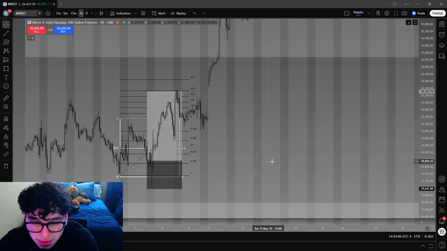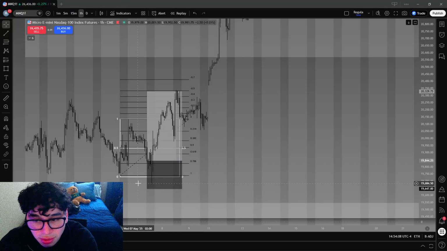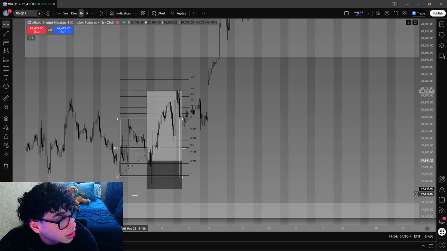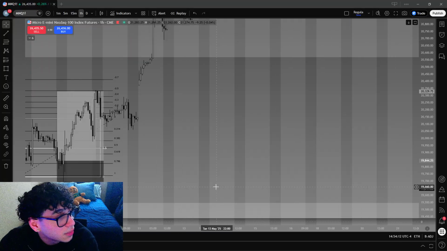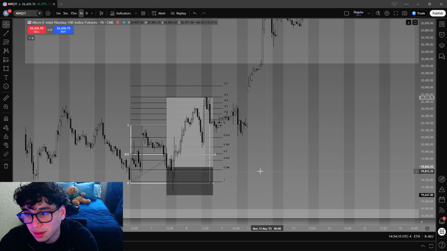Maybe this isn't the best example, because obviously you can see price came very low here. But you get the idea of how to use the Gann box.